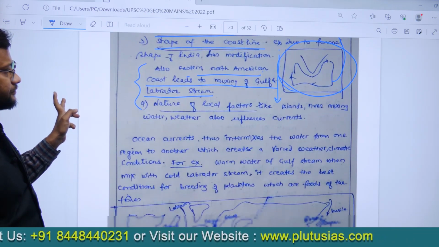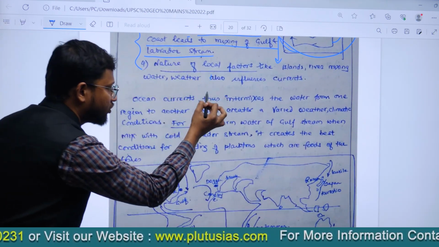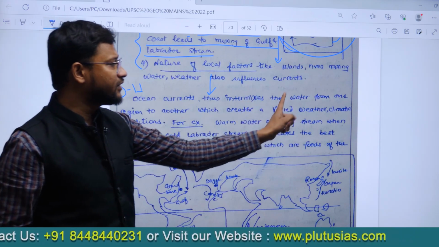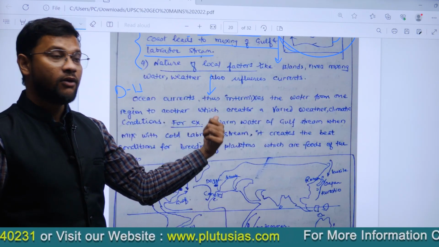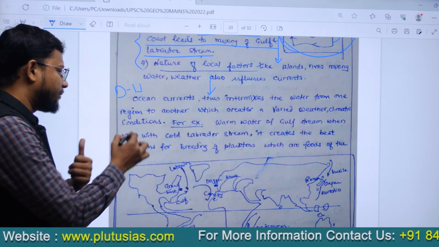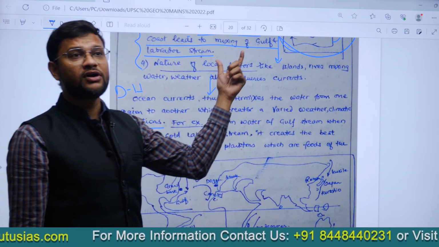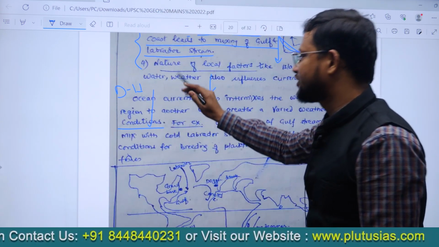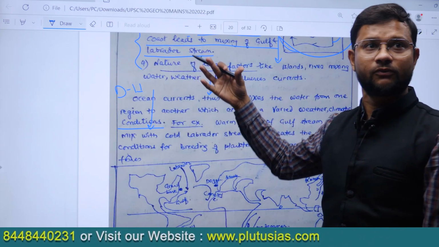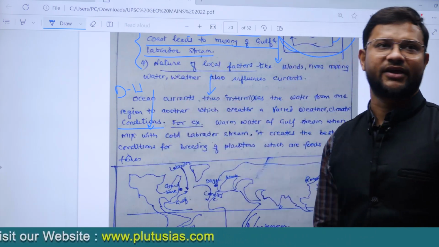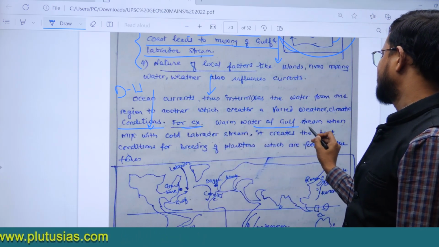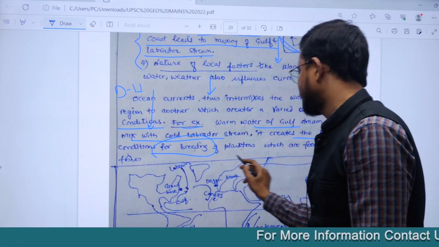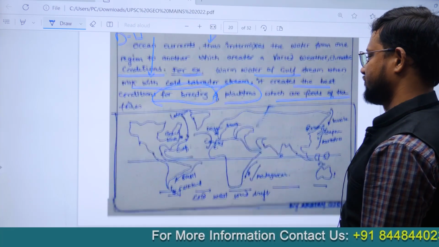Now the next part, demand second, that we are trying to address. Ocean currents thus intermix the water from one region to another, which creates varied weather and climatic conditions. See, this is the connecting link between demand 1 and demand 2, and you will find it gives you a smooth transition, which is pretty much needed for demand second. For example, when the warm water of the Gulf Stream mixes with the cold Labrador Stream, it creates the best condition for the breeding of plankton, which is the food of fishes.